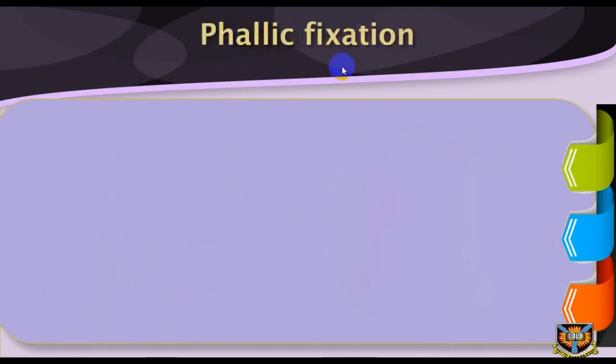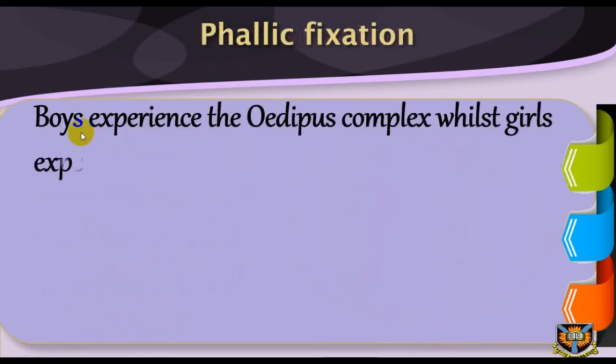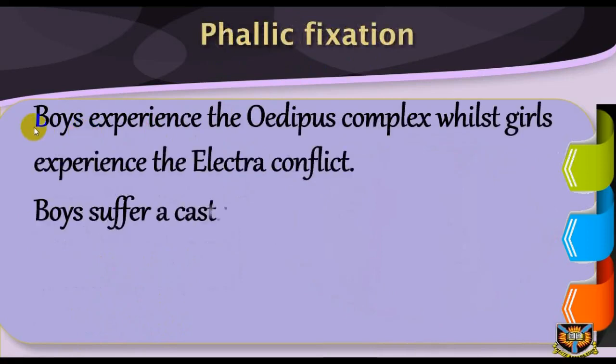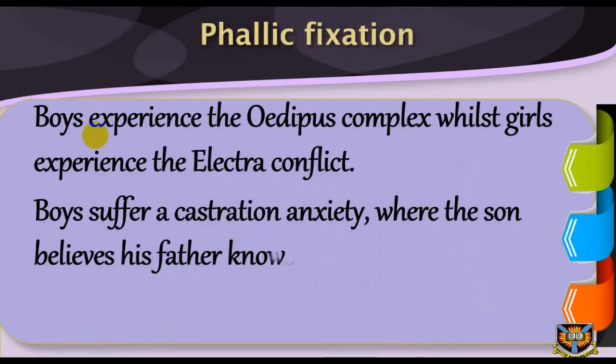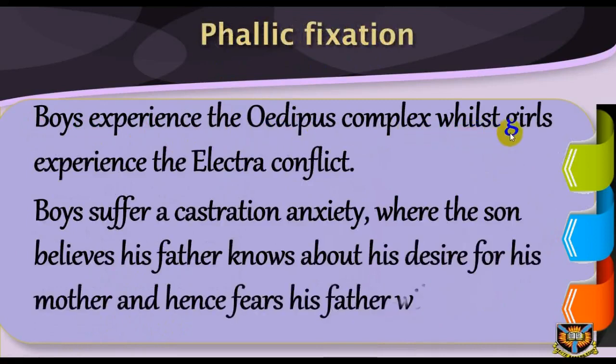Phallic fixation. At the age of 5 or 6, near the end of the phallic stage, boys experience the Oedipus complex whilst girls experience the Electra conflict, which is a process through which they learn to identify with the same gender parent by acting as much like that parent as possible. Boys suffer a castration anxiety, where the son believes his father knows about his desire for his mother, and hence fears his father will castrate him.